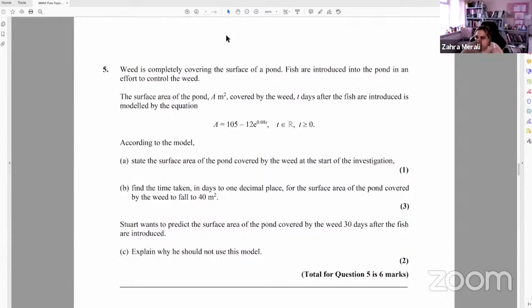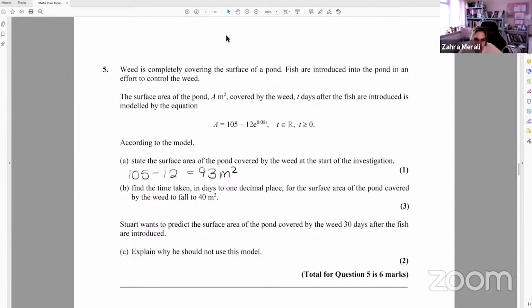At the start, t equals 0. So when t is 0, e to the 0 we know is 1. So all of this bit is going to become 1. So you're going to be left with 105 minus 12. So you're going to get 105, take away 12, which is 93 meters squared. A mistake a lot of students make again is just looking at the 105. But remember, anything to the power of 0 is 1.